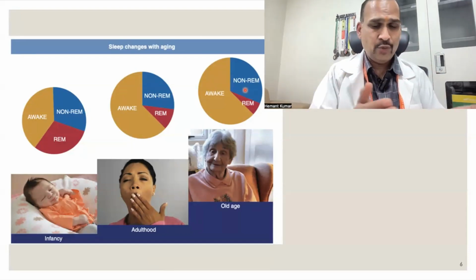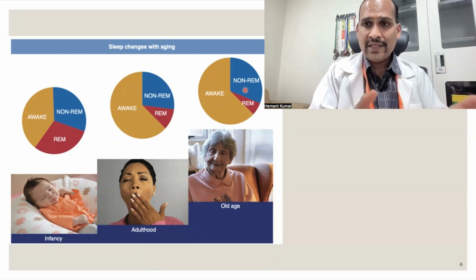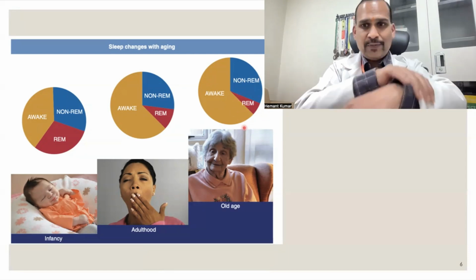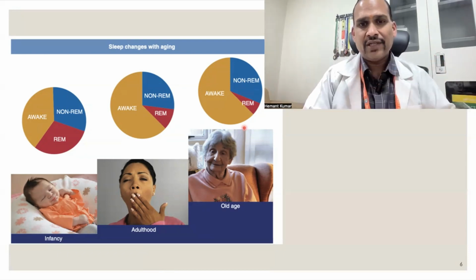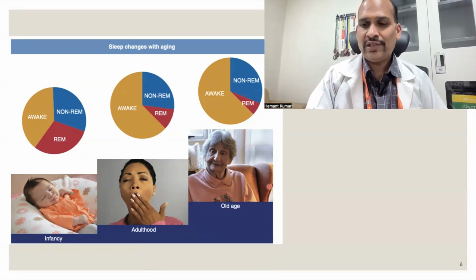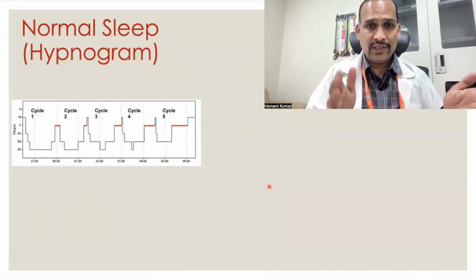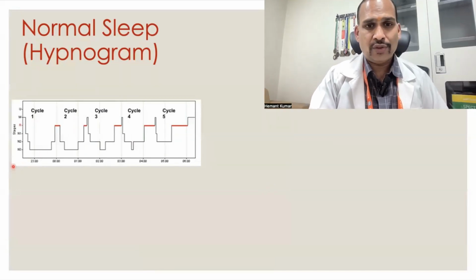You can see in a newborn baby, muscle tone is very low because most of the time they are in REM sleep. But in old age, muscle tone is intact. Once you touch the person, he will get up because muscle tone is intact. So less REM. This is the distribution of each stage of sleep. If you see whole night sleep, suppose a person falls asleep at 10 or 11 o'clock, he'll get up at 6 o'clock.